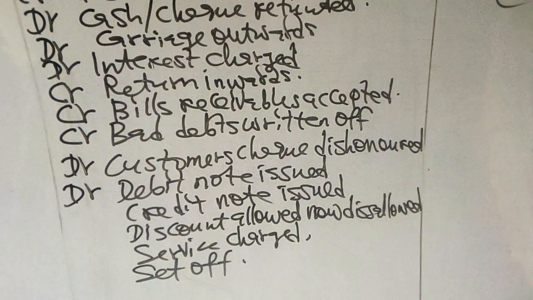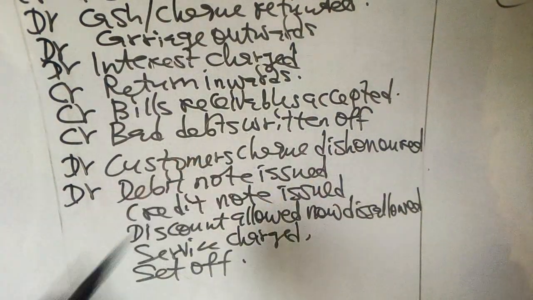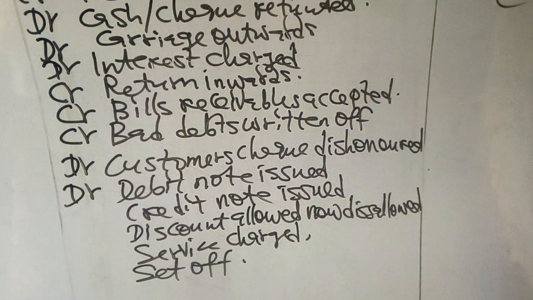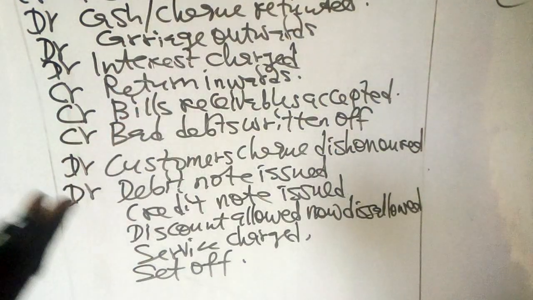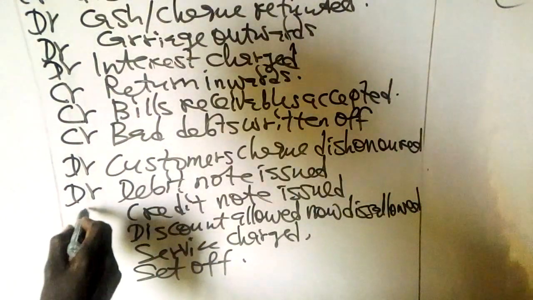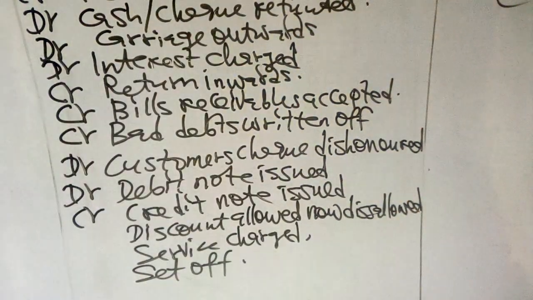The credit note issued, that means you have credited the customer's account. By issuing the credit note to customers, you have credited their account. Maybe they overpaid. So when you credit the account of the customers, that means you assume that the amount they were owing has reduced. So this will lead to reduction in the amount the customers were owing.